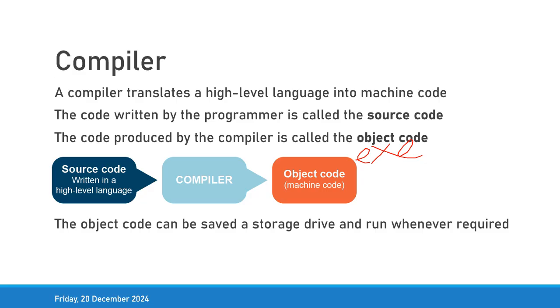So the object code can be run without translating afterwards because it's already been translated, which is why all the programs that you've installed are just installed as exe files, because they can then just run really, really quickly because they don't need to be translated again.